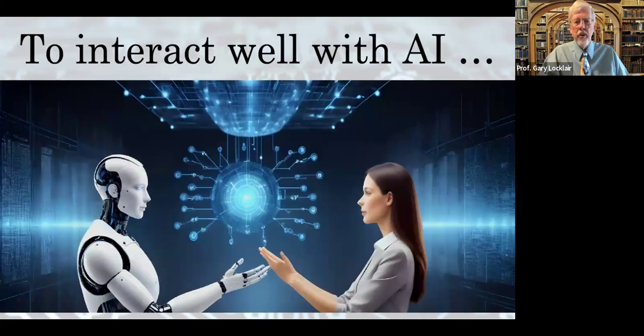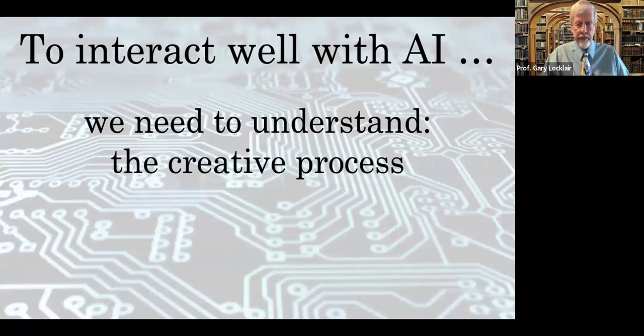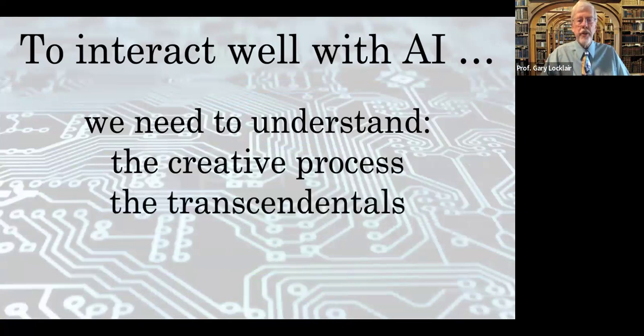To interact well with artificial intelligence, we as users, I believe, need to understand two concepts. To interact well with artificial intelligence, we need to understand two important concepts. Number one, the creative process. And number two, the transcendentals. Let's take a look at each of these just a little bit.